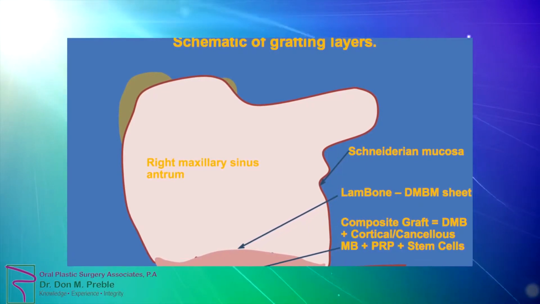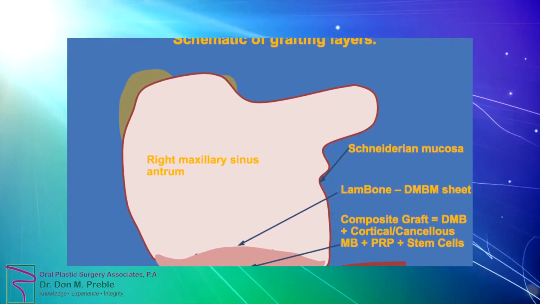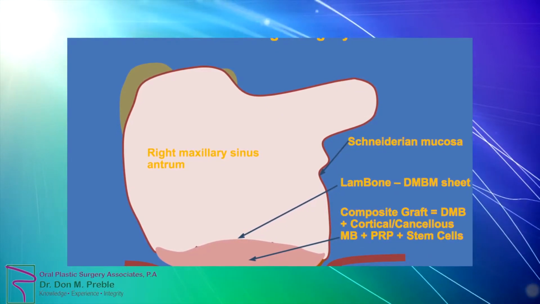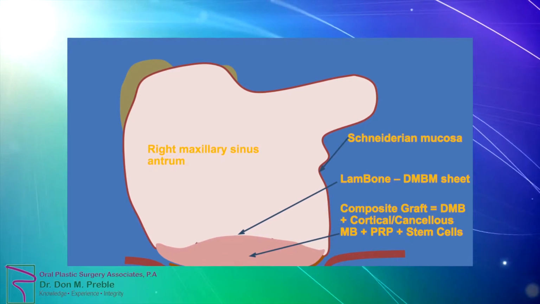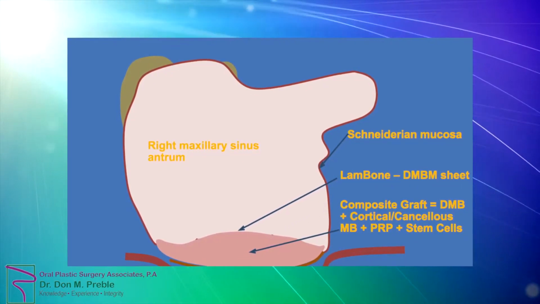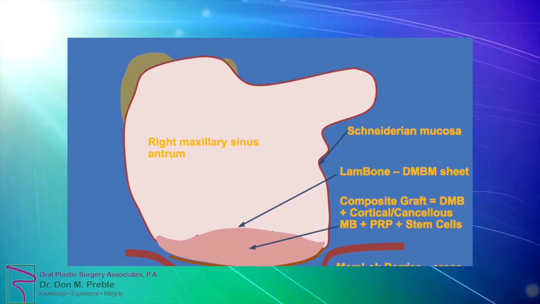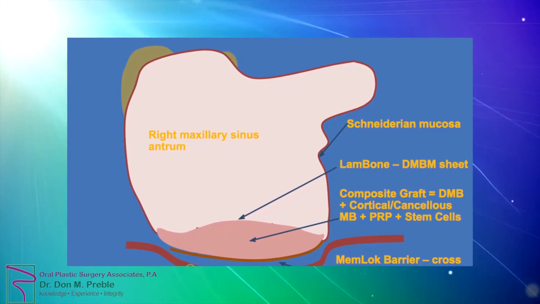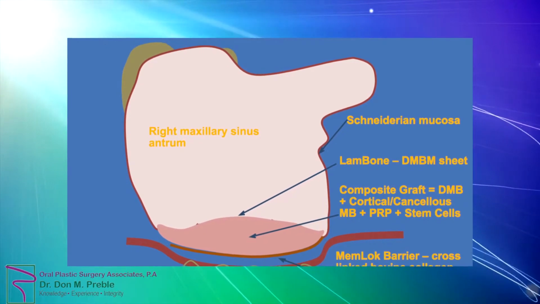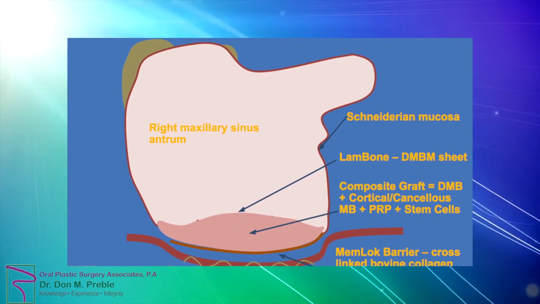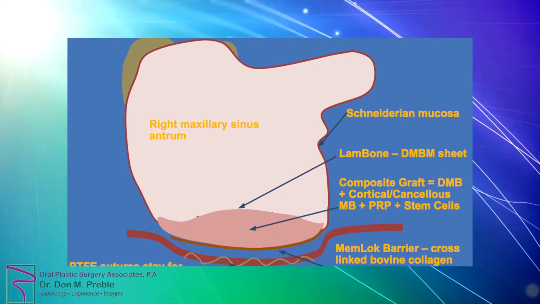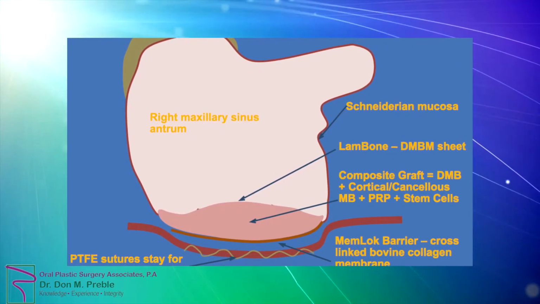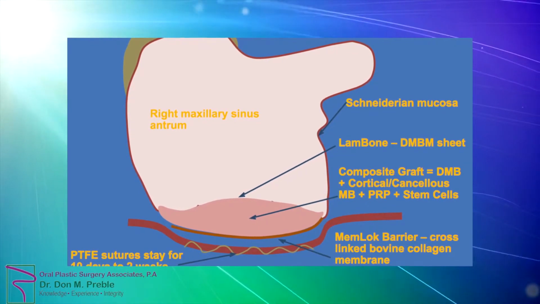At this point, we opened up again through the soft tissue, dissected into the sinus cavity, removed the scar tissue, and we had an opening in the Schneiderian membrane. We lifted the corners of the Schneiderian membrane, elevated it to give us a place for our future graft. We placed a lamb bone sheet in there to act as the new floor of the maxillary sinus. Underneath that, we placed a composite graft which included a cortical-cancellous mixture, stem cells, and some platelet-rich plasma.